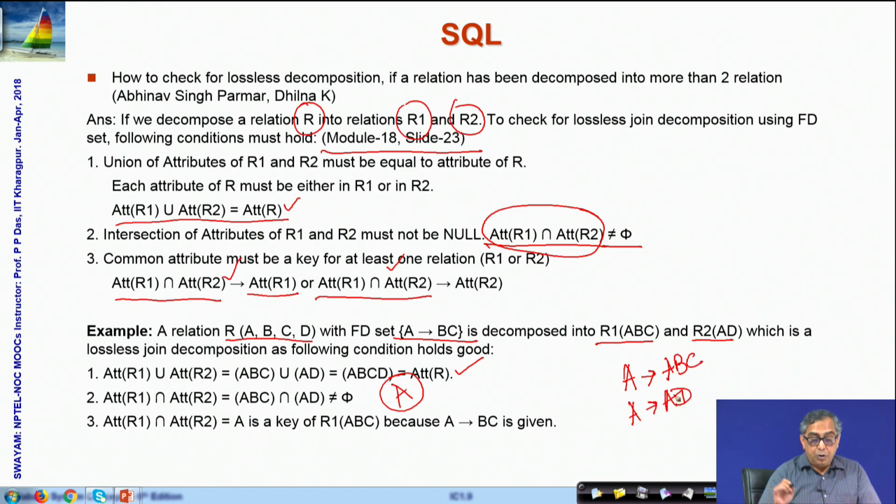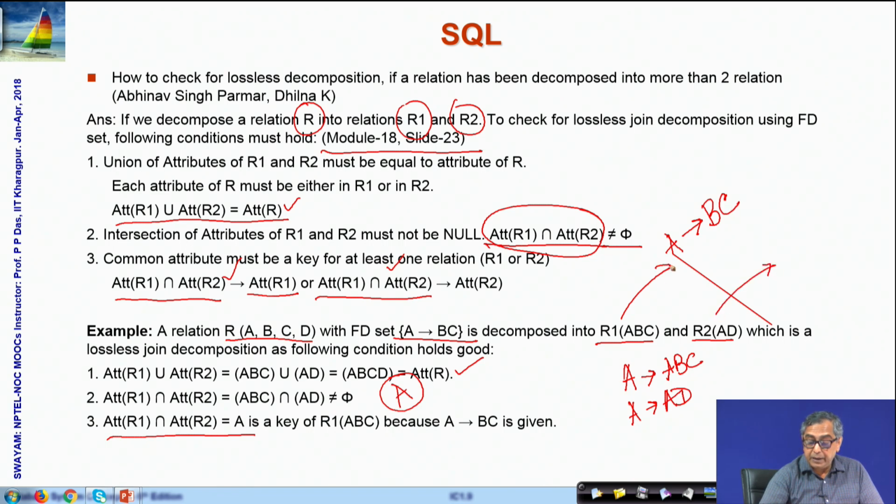both. So, if I look at this, after decomposition what will happen? What is the functional dependency that holds on R 1? A determines B C. And what is the functional dependency that holds on R 2? On R 2 there is no functional dependency, because there is no functional dependency which involves D.